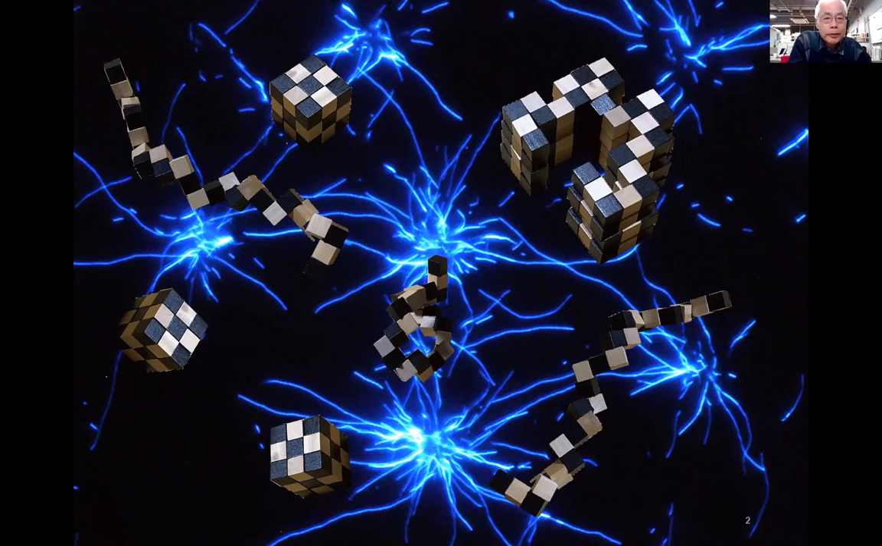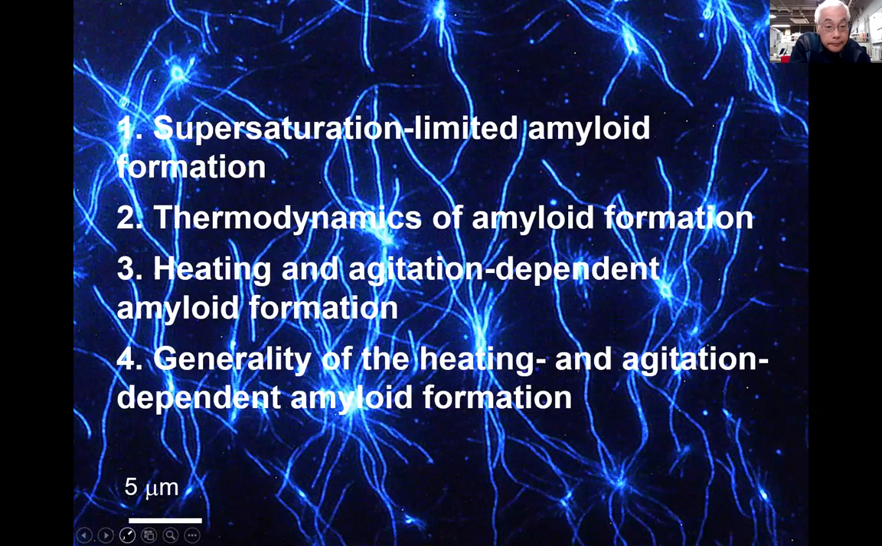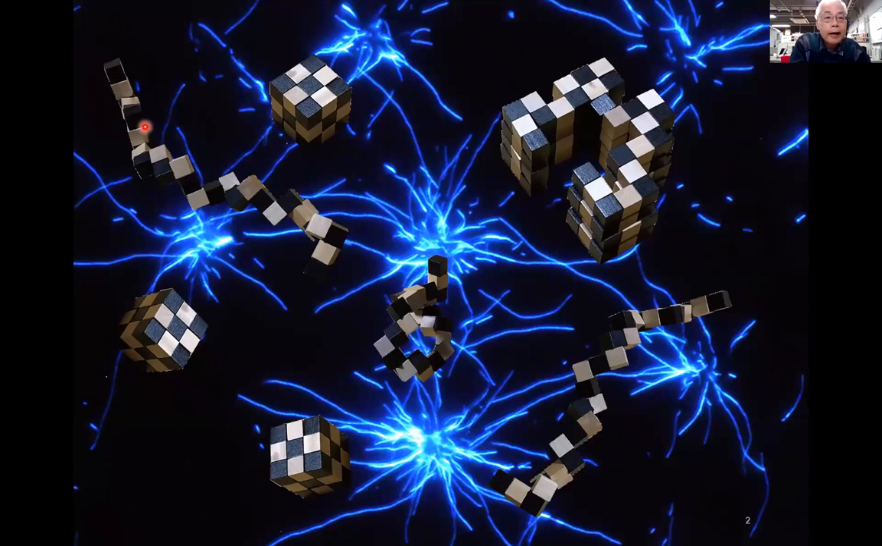I use this snake puzzle cube. This is the unfolded protein, represented by the snake puzzle cube. And if the protein folds, this is a native state, and there might be intermediates, and this is definitely amyloid fibers. So this puzzle represents protein folding and amyloid formation pretty well, and I use this simple model to show how protein folding and amyloid formation are linked.